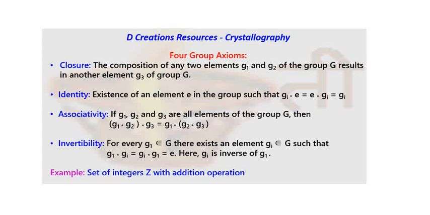So all four axioms are satisfied, and so we know that the set of integers, which we usually denote as capital Z, forms a group with the addition operation.